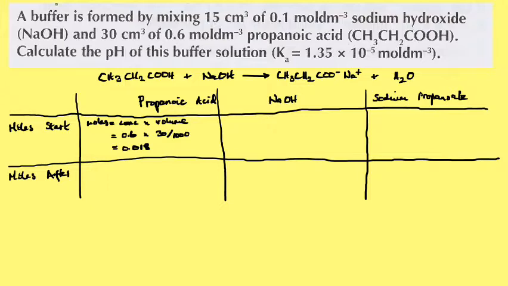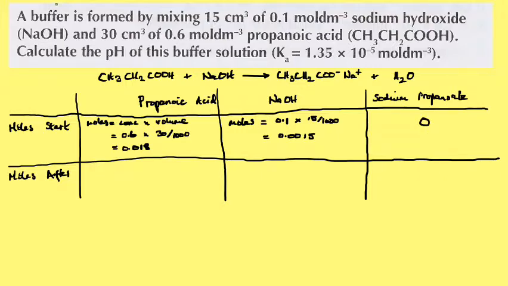And so now let's consider the sodium hydroxide. Same equation: the moles are going to be the concentration times the volume, and the concentration in this case is 0.1 moles per decimeter cubed from the question, and the volume is 15 cm cubed. In dm cubed, that is 15 divided by 1,000. So the moles of sodium hydroxide is going to come out at 0.0015 moles before you start your neutralization reaction. Now, before the neutralization reaction we haven't got any salt, so we can just put a 0 in there.